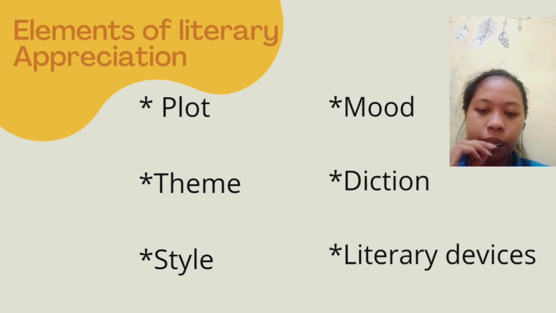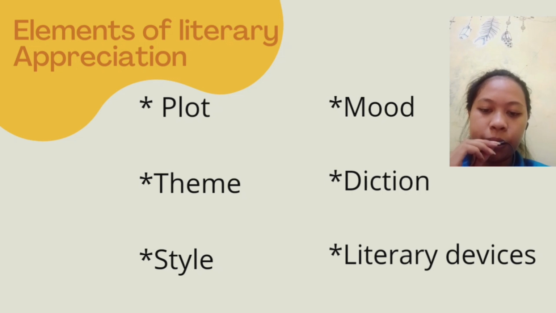Number 2, theme. Theme is a central idea that is inferred from the reading and interpretation of plot, imagery, and symbolism in a literary work. In other words, it is a central issue raised in the work. Number 3, style. It is the way language is structured, or the manner in which a work is written. Technically, every writer has their own writing style.